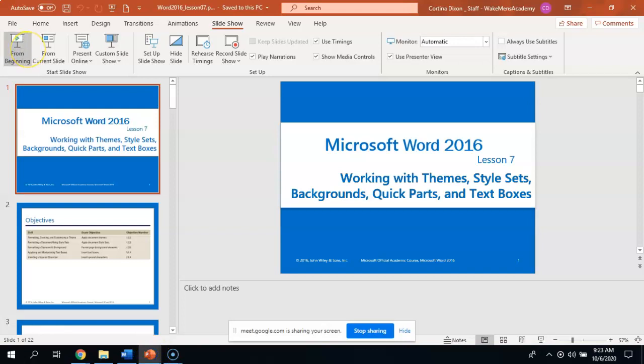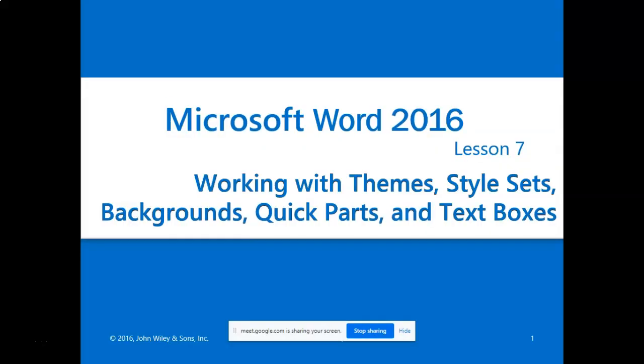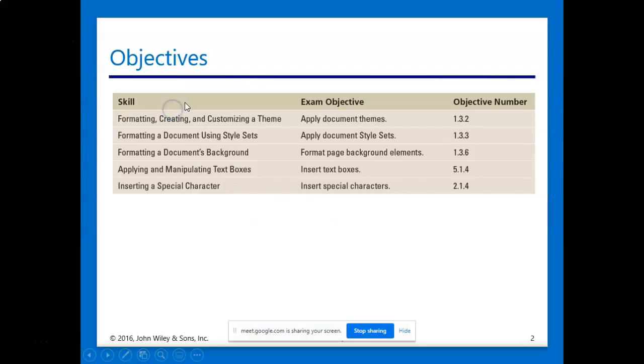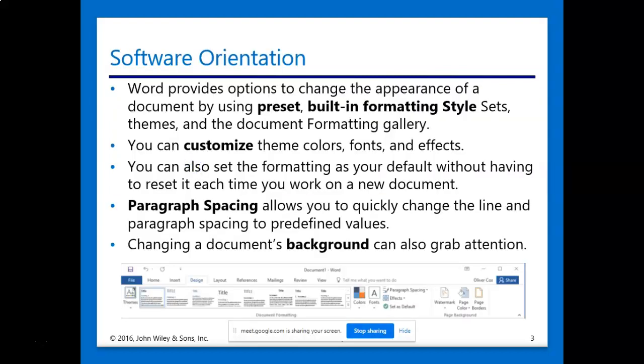Okay, so this is Word Lesson 7. Working with themes, style sets, changing your backgrounds, quick parts, and text boxes. So for this objective, we are going to learn how to apply document themes, style sets, how to format the page background elements, insert text boxes, and insert special characters.